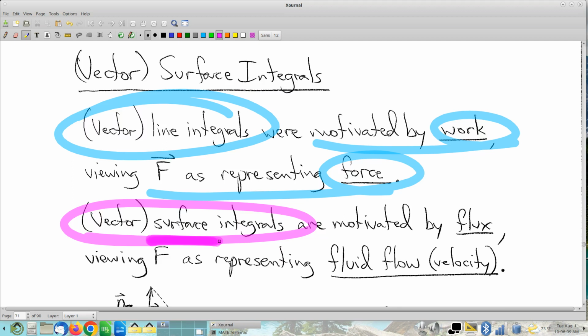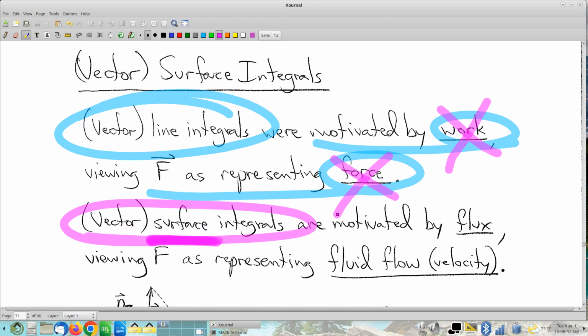And it's tempting to think, okay, well, this is going to be a sort of two-dimensional version of, probably something along the same lines of what we did with vector line integrals. And sadly, it's just not true. The motivating example has got nothing to do with work, and our vector field is not going to be a force.